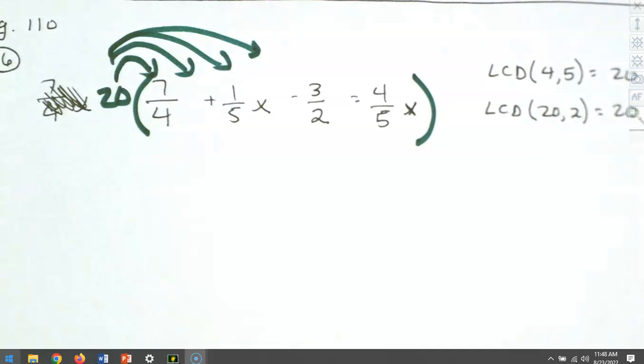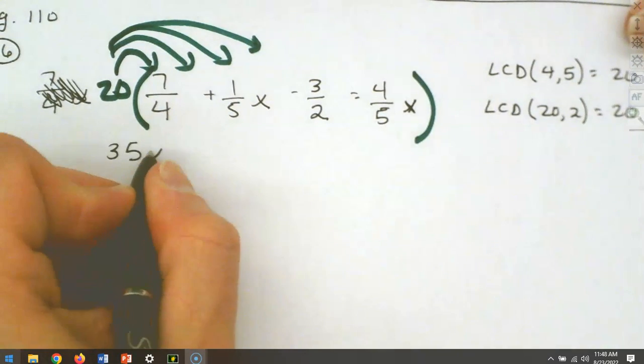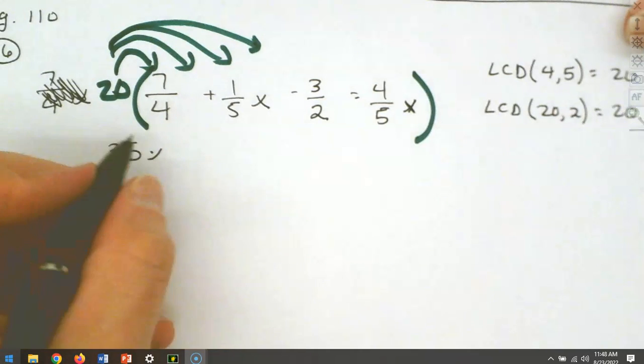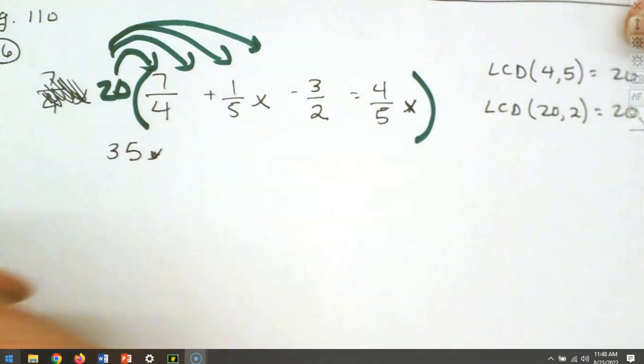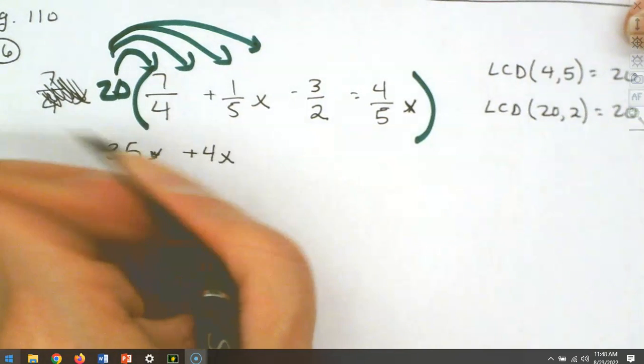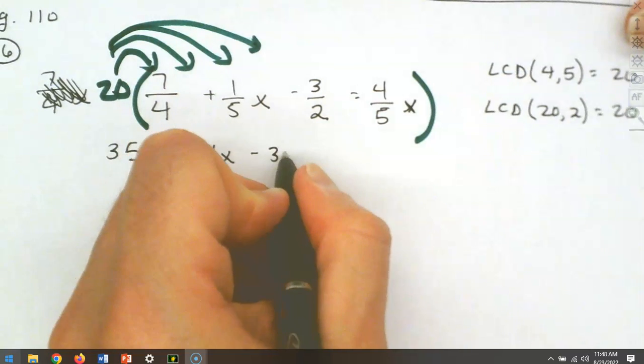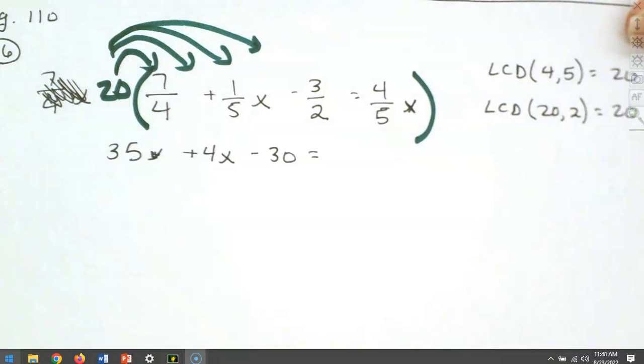And we're going to follow our same pattern of divide and multiply. Divide and multiply. 20 divided by 4, so 5, times 7, that makes it a 35. Yep, and we don't have an x there, so it's just 35. 20 divided by 5, that's a 4, times 1, that makes it a 4x. And then we've got 20 divided by 2, that makes it a 10. 10 times a negative 3 makes it a negative 30. Very good work so far.